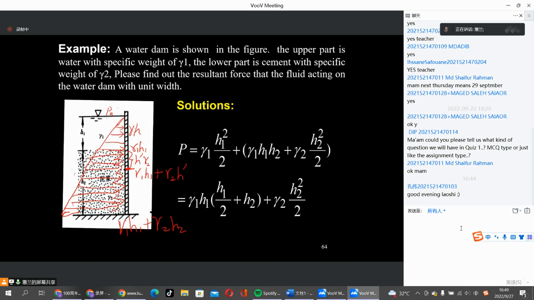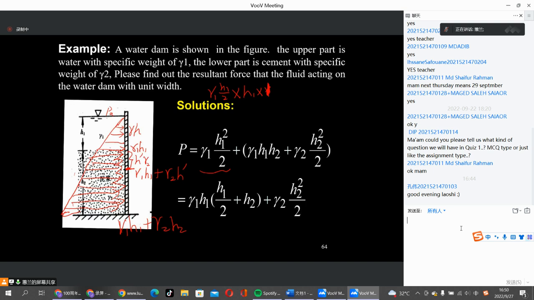So we can calculate the total pressure force acting on this plate. We can calculate it separately. First, the water part. You can use what we learned last time: the force equals the pressure at the centroid, which will be gamma 1 times half H1, times its area. The area equals the height times the depth, and the depth is unit depth, 1, okay? So this part corresponds to the pressure force due to the water acting on the plate.